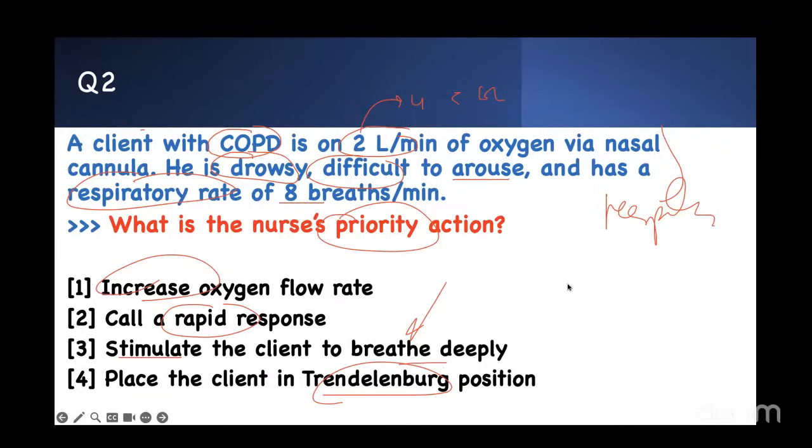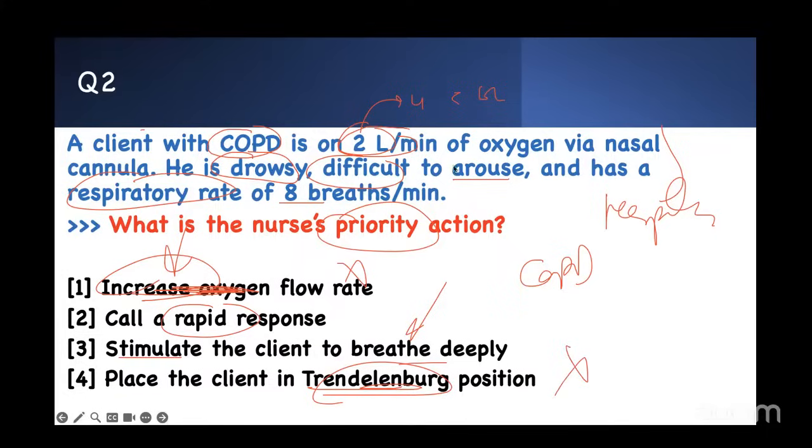But which answer do you think is appropriate? Let me analyze the answers for you. I have a COPD patient. Based on my content, COPD patients should not have too much oxygen. 2 liters may be all they need. If you increase the oxygen, they'll stop breathing. Putting the head down is a bad problem if you're having an oxygen issue.